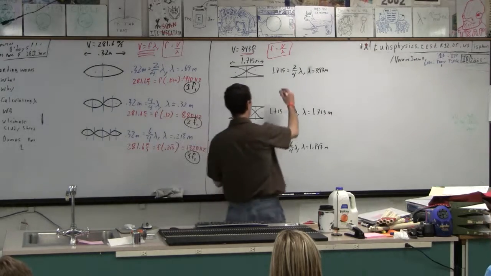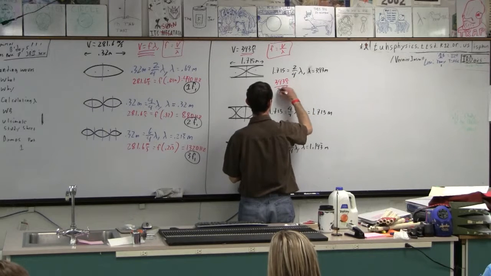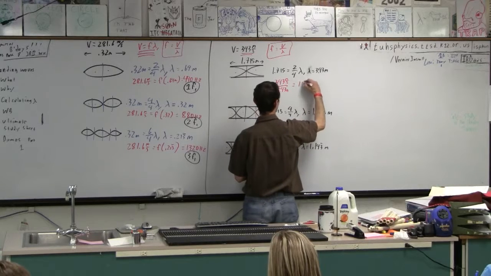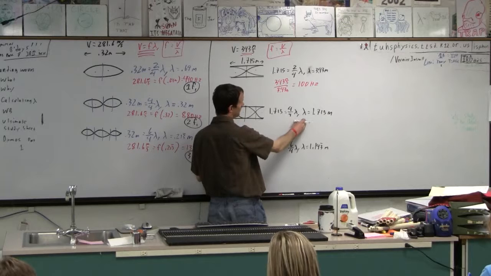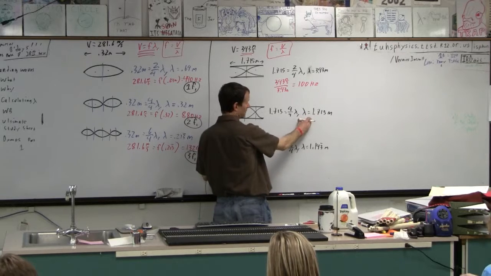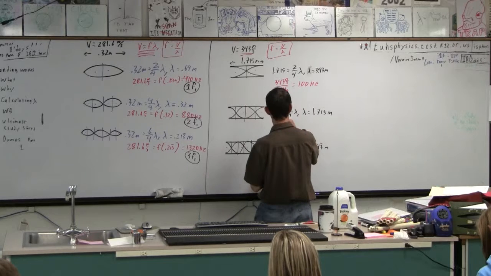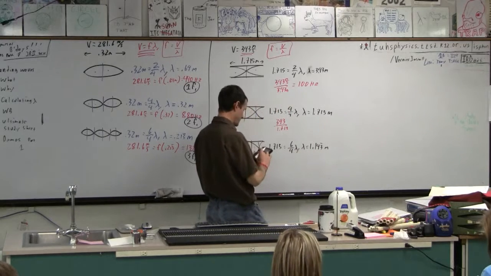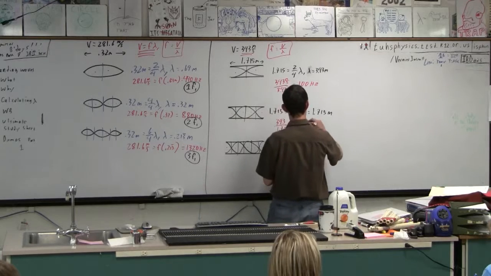right? So 343 meters per second divided by 3.43 meters is 100 hertz. Any guesses what this will be and this will be? 100, 200, 300. There we go. Let's write it down anyway, right? 343 divided by 1.715. Hey, that's 200.